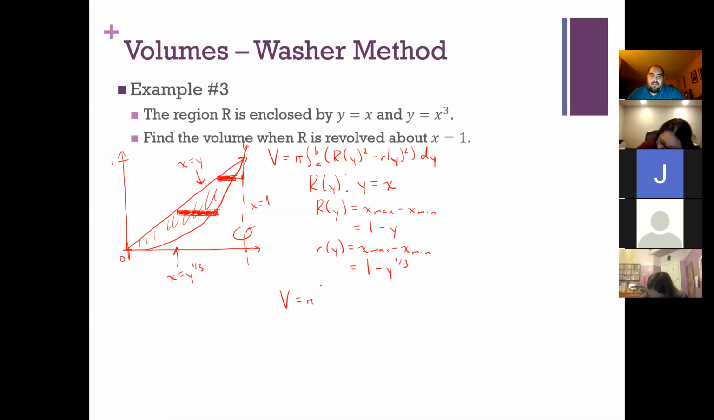So now we can start setting up the integral, or really finish setting it up. We've done most of the hard work. What are the limits of integration going to be? Zero to 1. Still 0 to 1. And that's just a coincidence. The x limits happen to be the same as the y limits. I want to do the integral of (1 minus y) squared minus (1 minus y to the 1/3) squared dy.